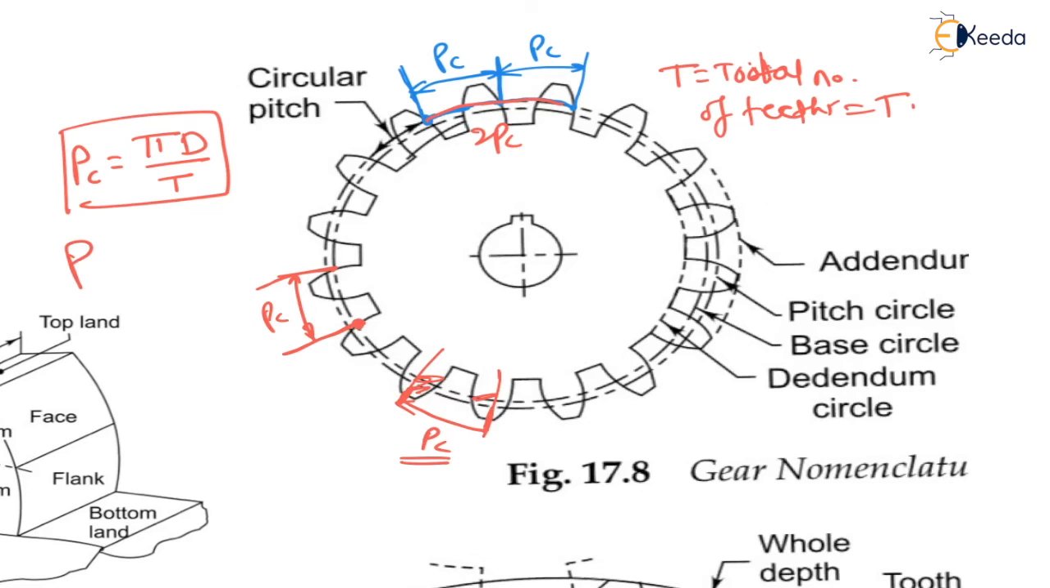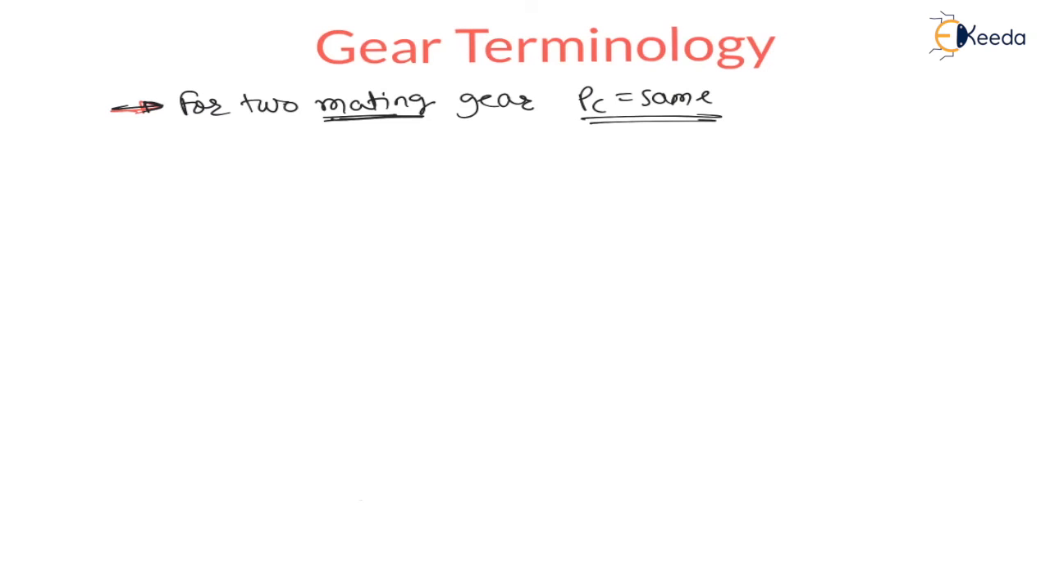Therefore circular pitch PC is equal to pi d divided by t, where d is the pitch circle diameter. Now, a very important point regarding circular pitch is that for two mating gears, circular pitch must be the same, right? Mating gears means the gears having relative motion between them. For mating gears, PC, the circular pitch, must be the same.